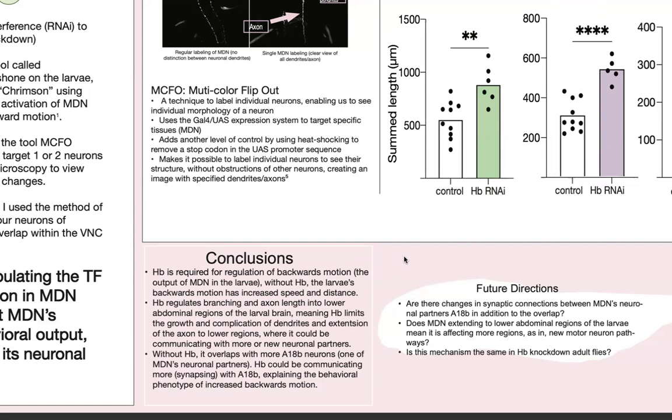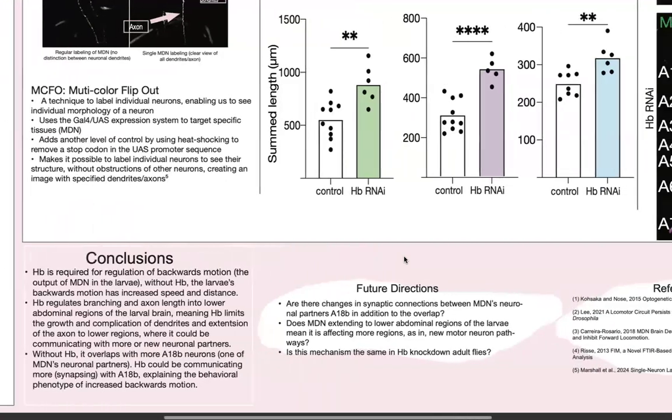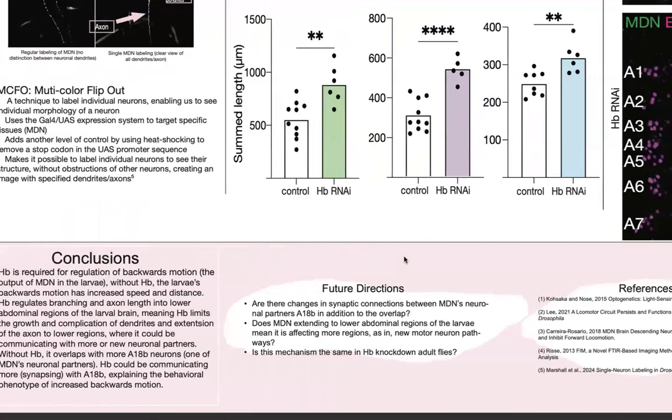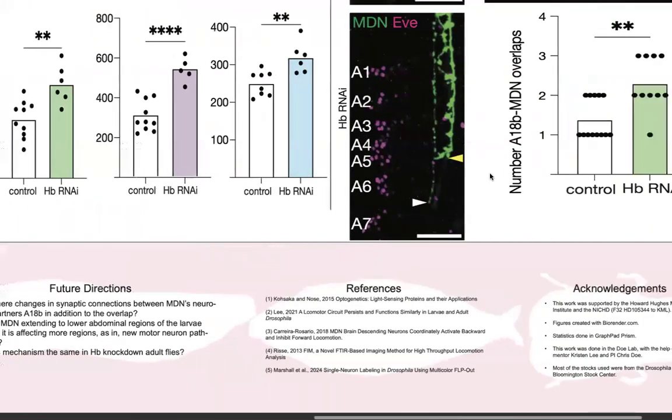Without Hunchback, MDN overlaps with more A18B neurons, one of MDN's neuronal partners. MDN could be communicating more, synapsing, which are just points of communication between neurons, with A18B, which could explain the behavioral phenotype of increased backwards motion. And that kind of goes into my future directions. So I want to see, are there synaptic connections happening between MDN and its neuronal partner A18B, in addition to the overlap that is clearly shown here?